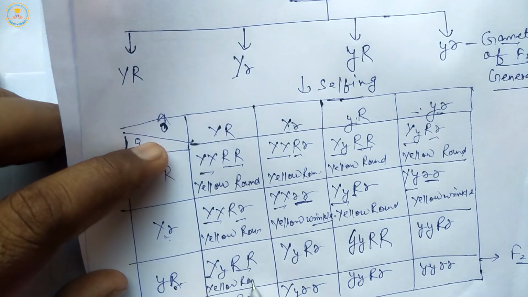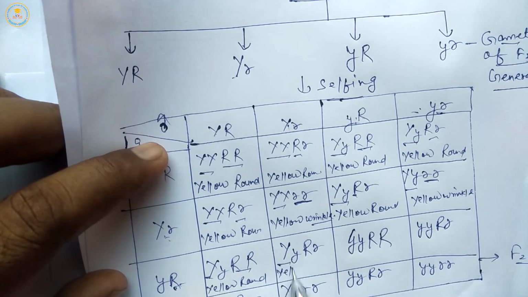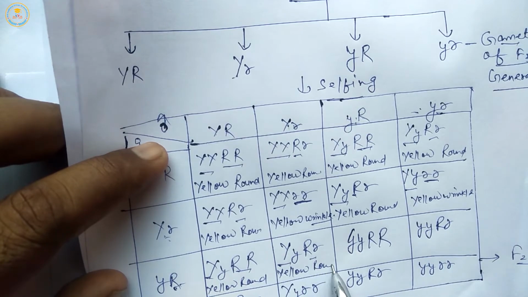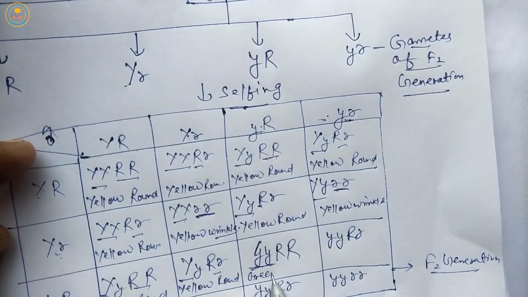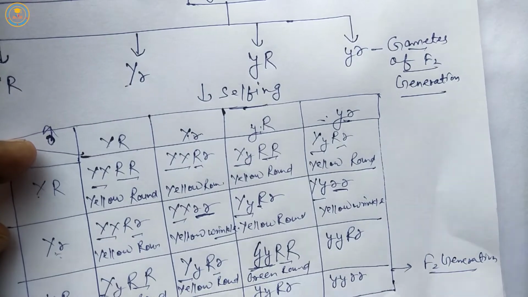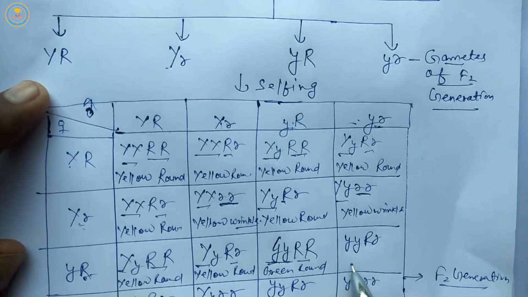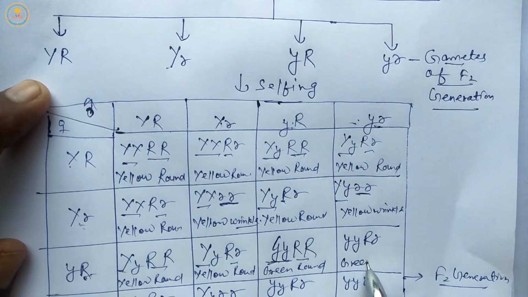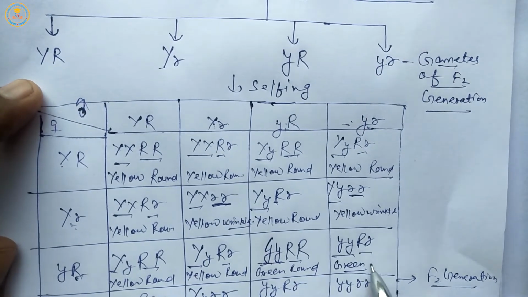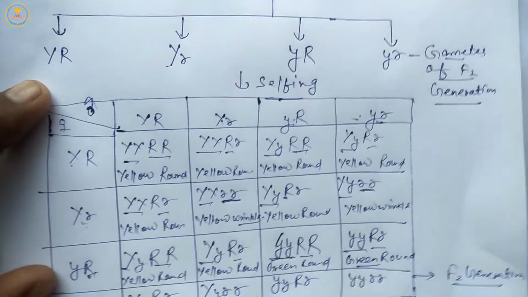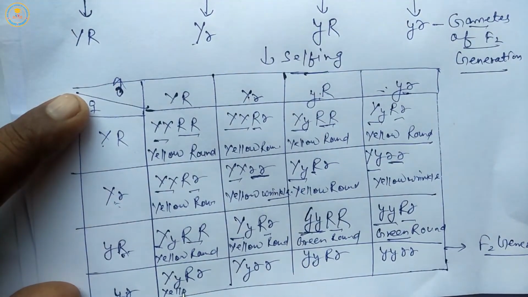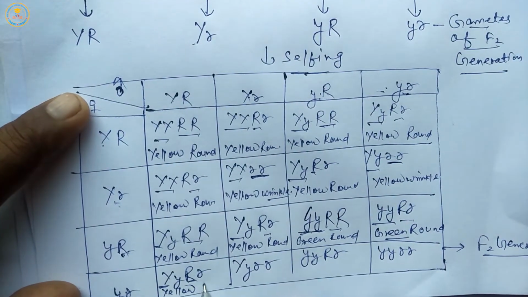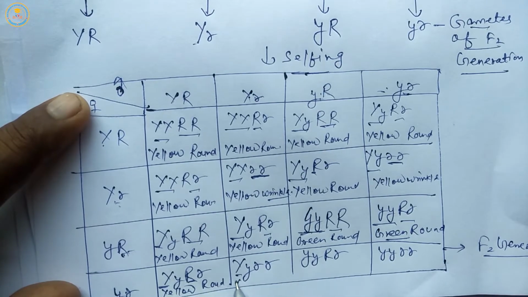Next, it means yellow, round, yellow, round. It means green, so green round. This is green because of small y. This is round. This is yellow because it is dominant, so round. This is yellow. This is green.